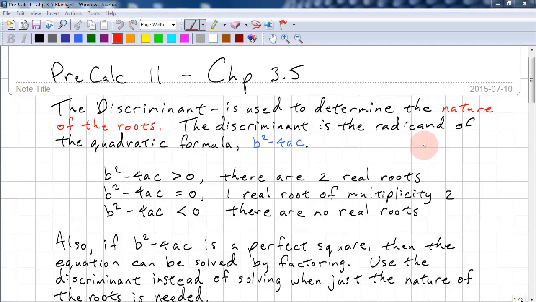This is PreCalc 11, Chapter 3.5. This time we're going to learn about the discriminant. The discriminant is what's inside the radical. It's the radicand of the quadratic formula. And the discriminant can be used to determine the nature of the roots.